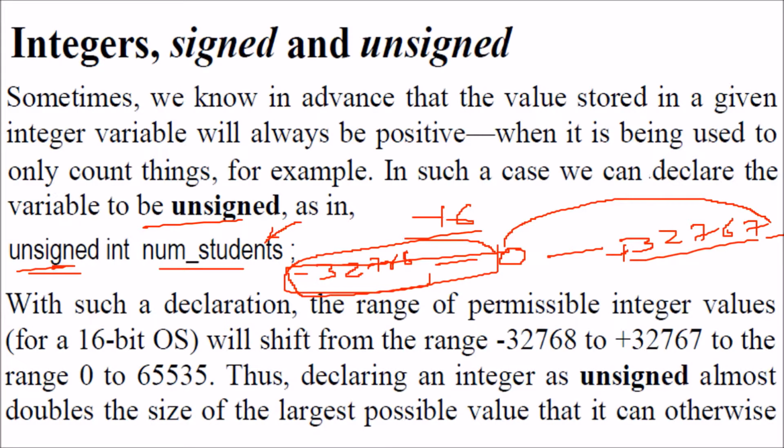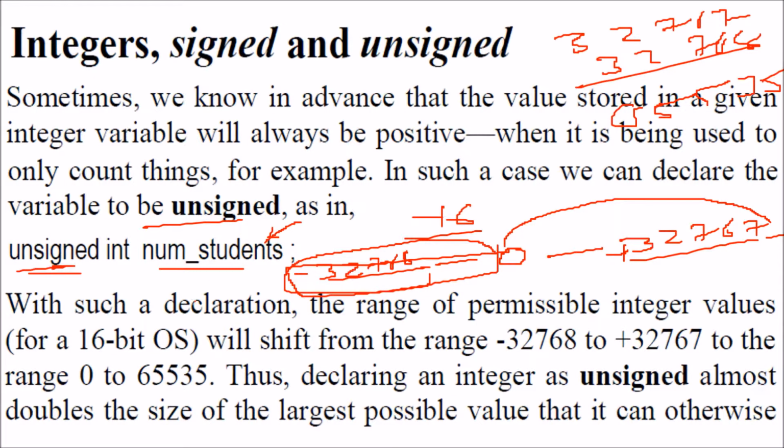So how much does it become? Just add 32767 and 32768. You will get 65535. So this is the range you get, from 0 to 65535. If you declare an unsigned, you are increasing your range. So declaring an integer as unsigned will double the size of the largest possible value otherwise.